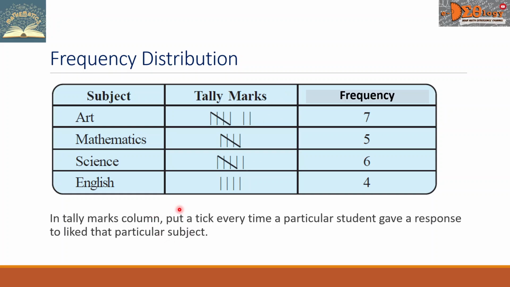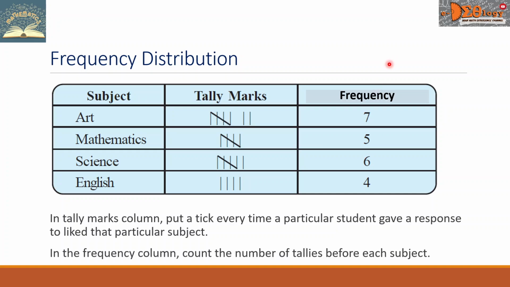In this column, we put a tick every time a particular student gave a response to like that particular subject, while in the third column is the frequency. In this column, we count the number of tallies before each subject. So we write here 7 because there are 7 tallies here.